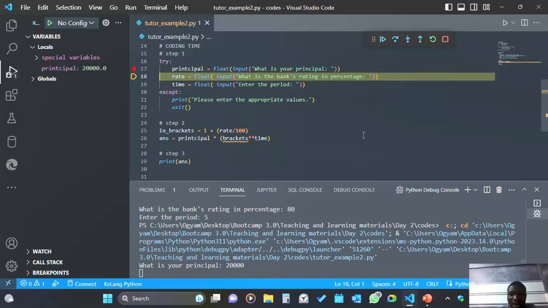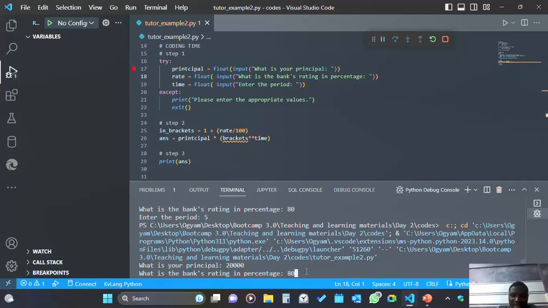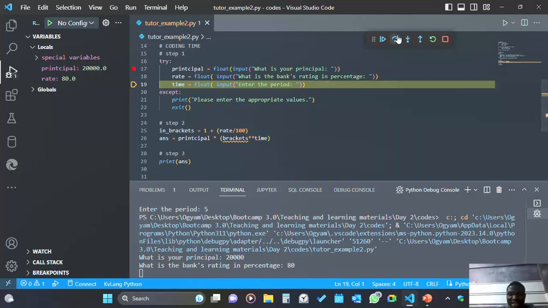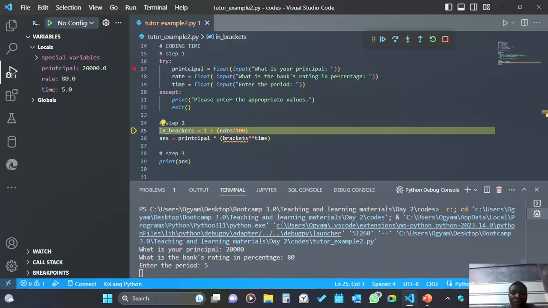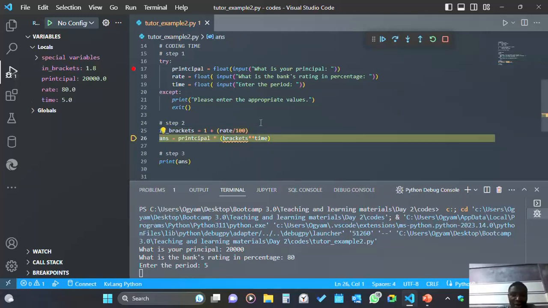Then the rate is 80%, but which bank gives 80%? Well, then the period is 5 years. Then inside the bracket, it performs the calculation correctly. So now the inside bracket value is what? 1.8. Now the next thing we are solving here is the final answer. So the principal times the inside bracket value raised to the power of the time.